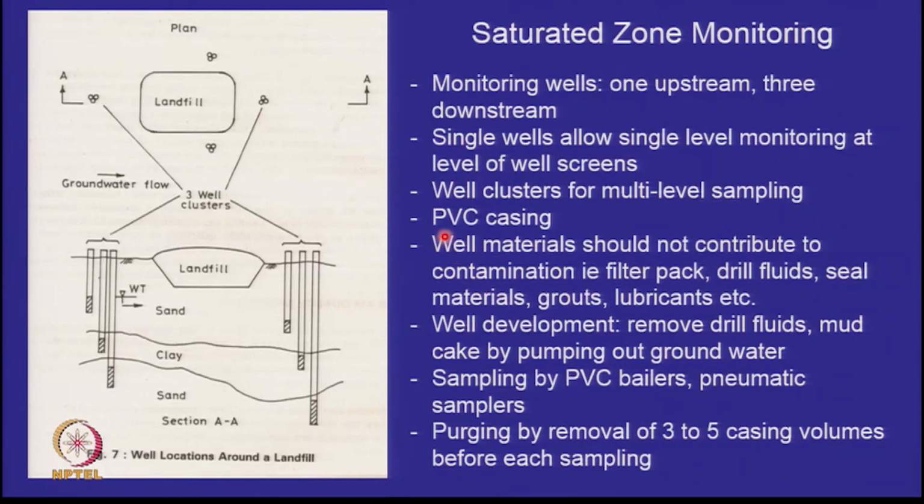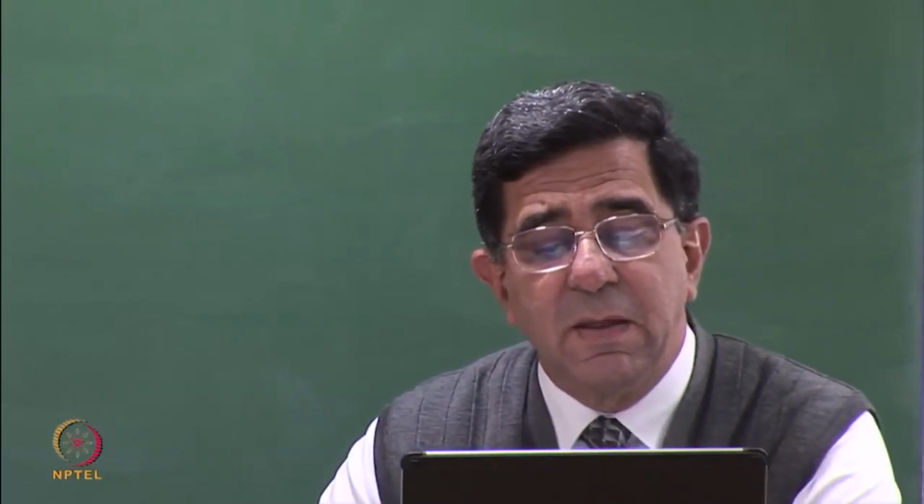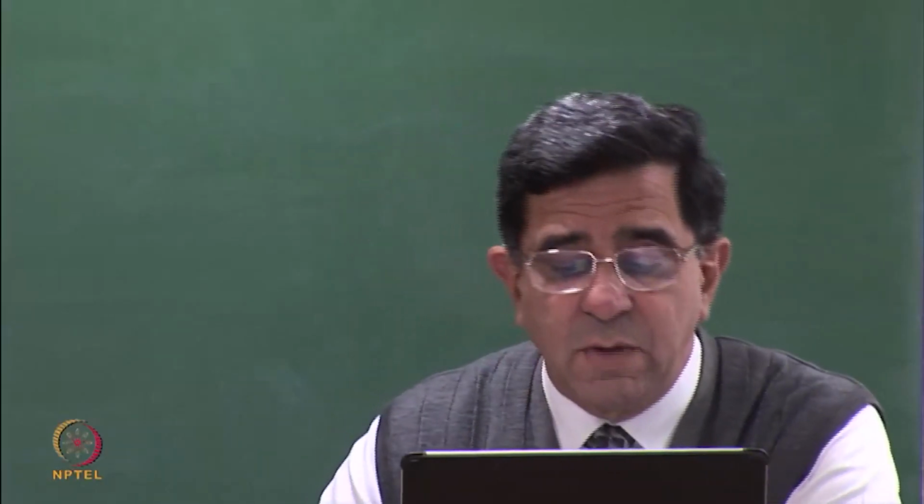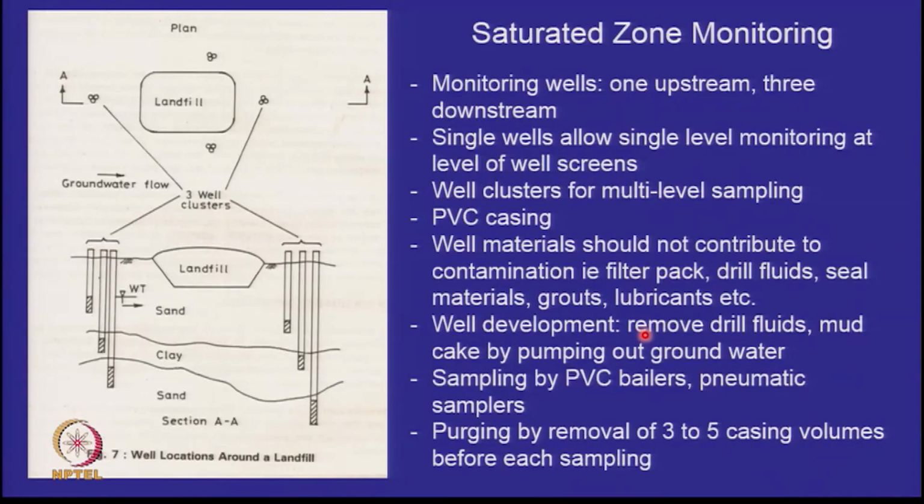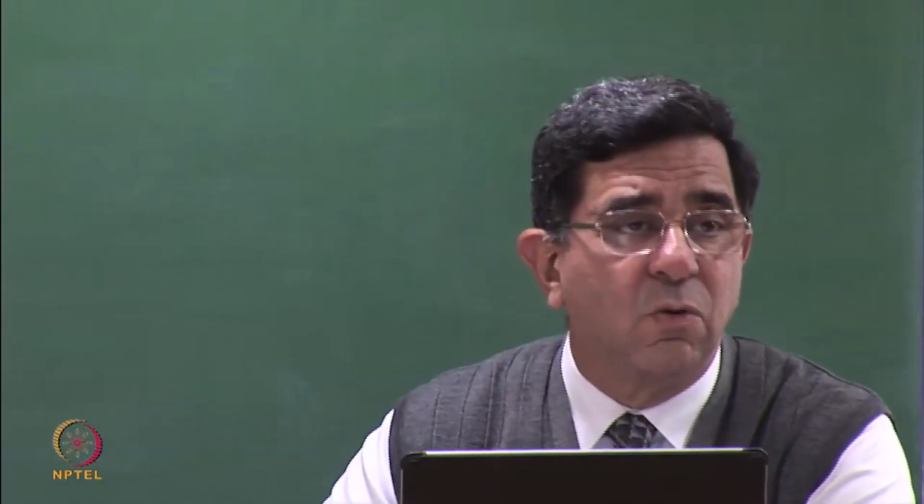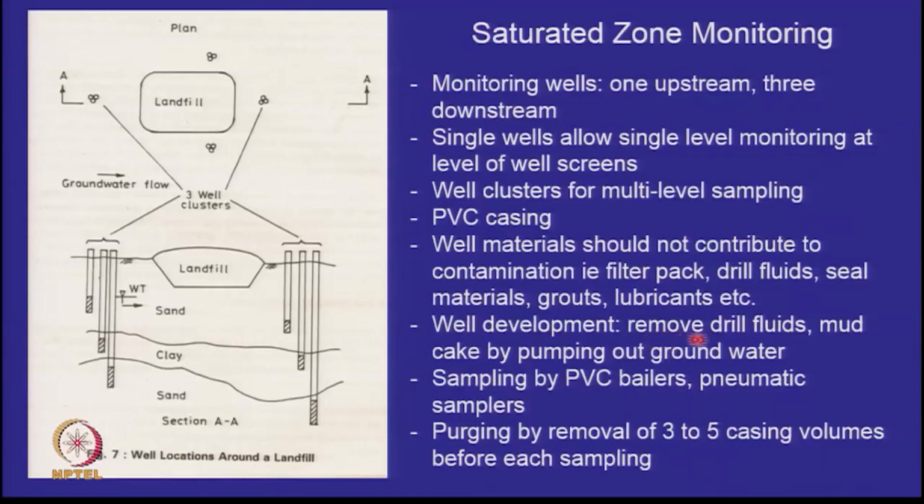Preferably for groundwater quality monitoring, we should not have cast iron casings but PVC casings. We should avoid materials which can cause contamination of the groundwater because of the drilling process itself. So drill fluid, seal materials, grouts, they can all cause problems. And if we have inserted a lot of drill fluid, we have to remember that we have to do well development, that is, suck out all these for several days or weeks before we can come back to the original groundwater which exists. So, well development means remove the drill fluid, the mud cake by pumping out the groundwater.